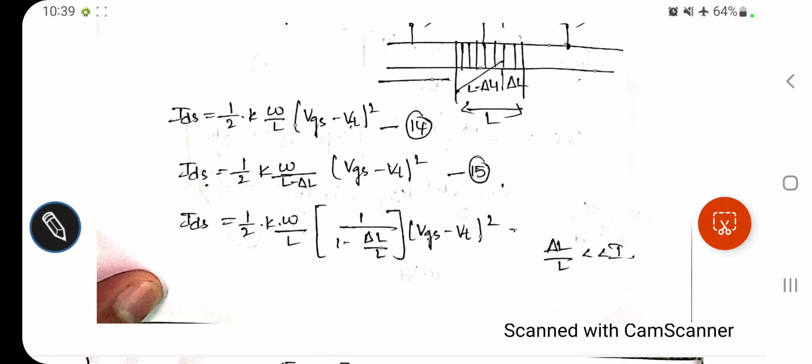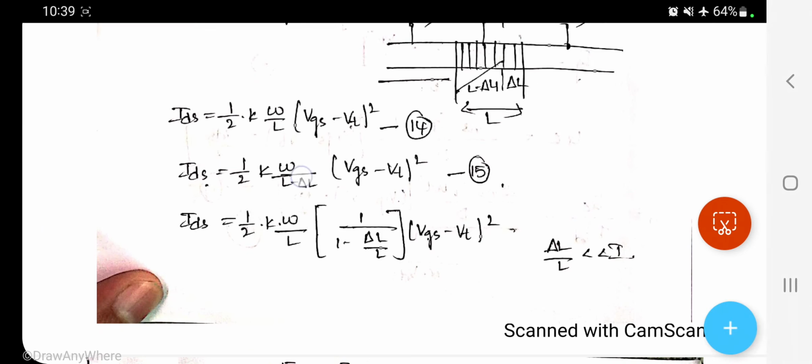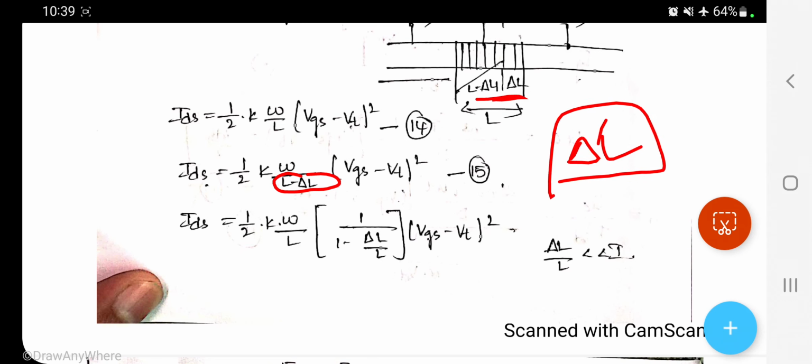Equation 14, which we have done already, is 1 by 2 K W by L into VGS minus VTH square. Now if channel length modulation is included, the length is modified, going on decreasing with the change in the length with increase of VDS. Suppose we take delta L, so we take L minus delta L. W by L we take common from the denominator. So what we get is W by L common, and 1 minus delta L by L.